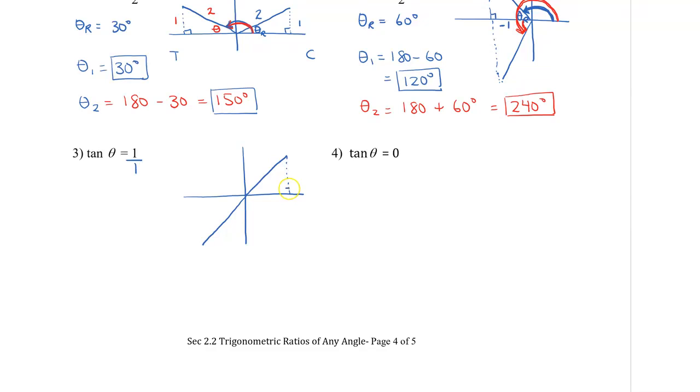I'm going to draw the triangle to the x-axis because this is where I measure my angle, and this is my reference angle. This here is also my reference angle. Based on tan, tan is my opposite divided by my adjacent. So my opposite is going to be 1, my adjacent is going to be 1. And that will be true for this triangle in the third quadrant too.